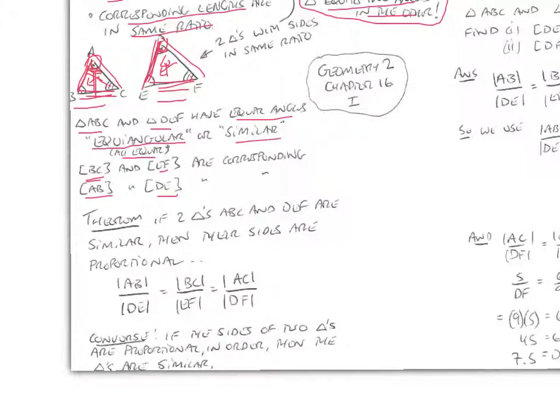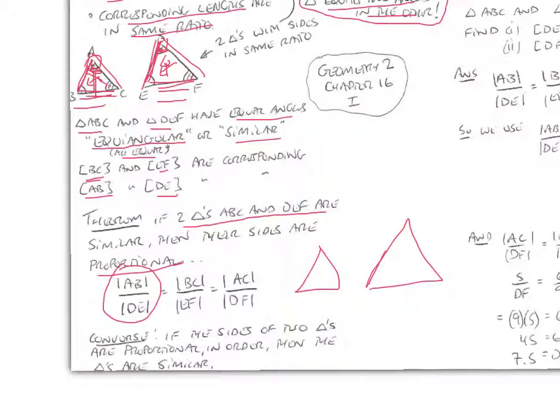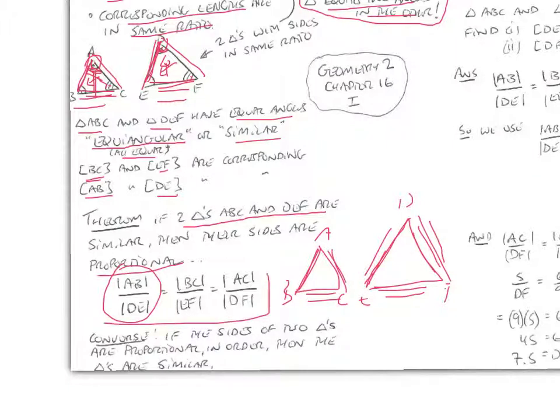Now we look at a very important theorem associated with similar triangles, and that theorem says that if two triangles are similar, then their sides are proportional. So AB divided by DE. If I have two triangles, this is A, B, C, D, E, F, then this side divided by this side is equal to this side divided by its corresponding side, which is equal to this side divided by its corresponding side there, which is what the theorem says.